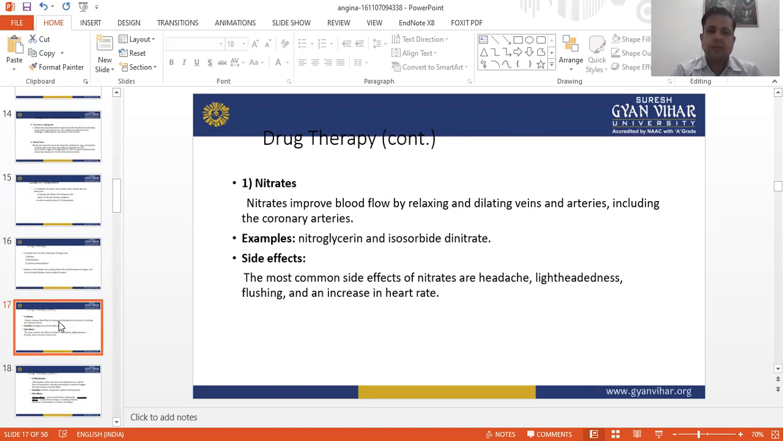Nitrates improve blood flow by relaxing and dilating veins and arteries, including the coronary arteries. Examples: nitroglycerin and isosorbide dinitrate. Side effects.